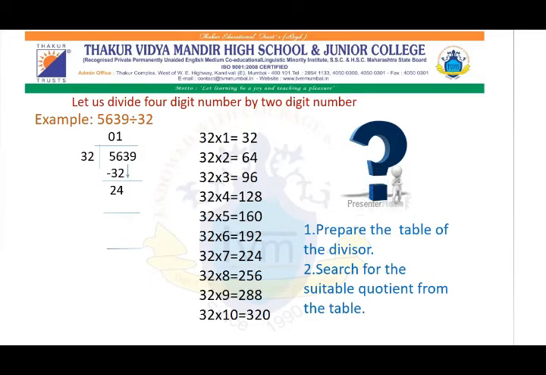Now my next number is 3. I will bring it down. Now I have to divide 243 by 32. Now I'll search for 243 or a smaller number in the 32 table. Where is the number 243 or less than 243? Yes, here, 32 7s are 224. So I'll use that 224 here, right? 7 in the quotient. So I'll subtract this. The remainder is 19.